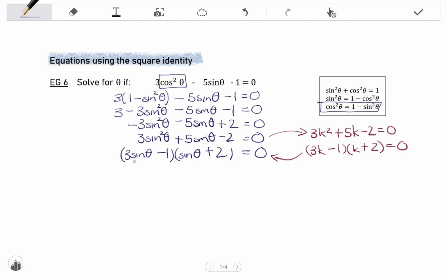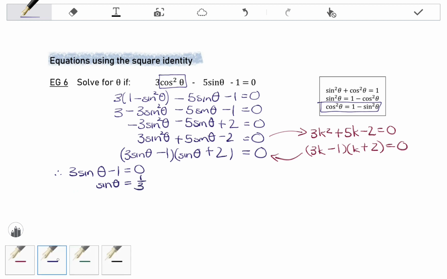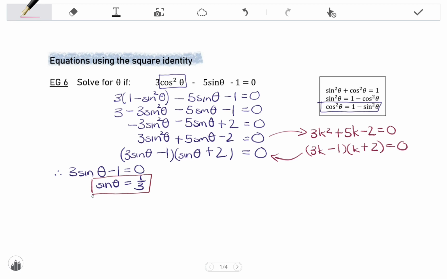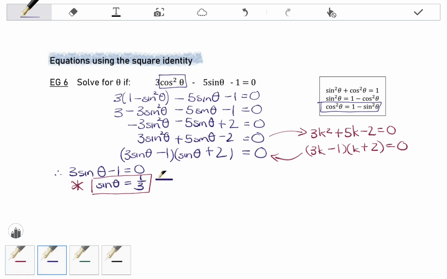It's fully factorized, so I take each factor and make it equal to 0. So I have 3 sin theta minus 1 equals 0. Solve for sin theta. I'm going to add 1 and then divide by 3. So that gives me sin theta equals a third. Now remember that our goal with trig equations is always to get to the point where we have one trig function equal to a value, because then we know how to carry on with finding the general solution or the specific solution. First determine your quadrants.